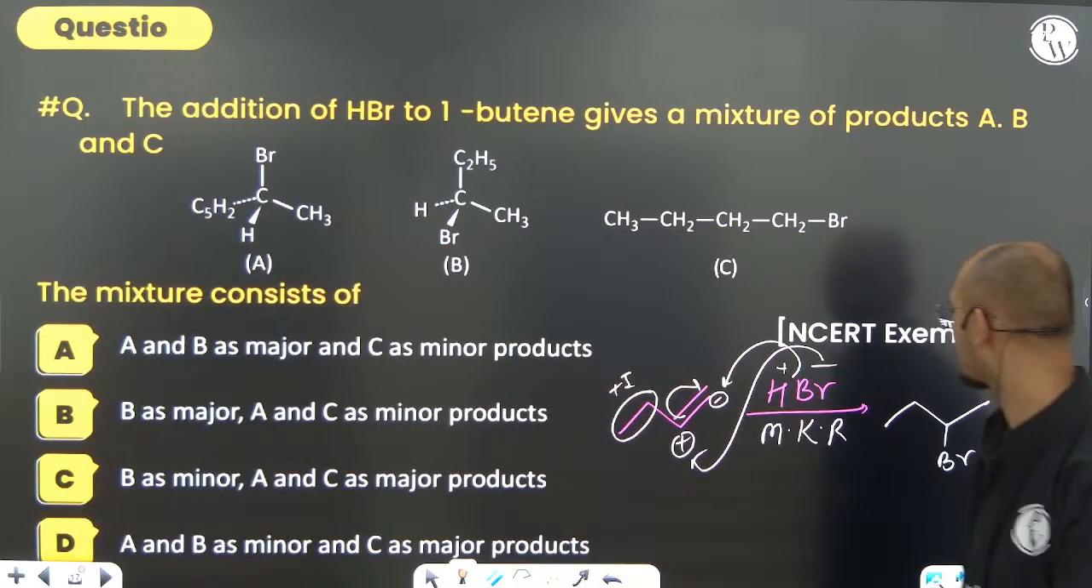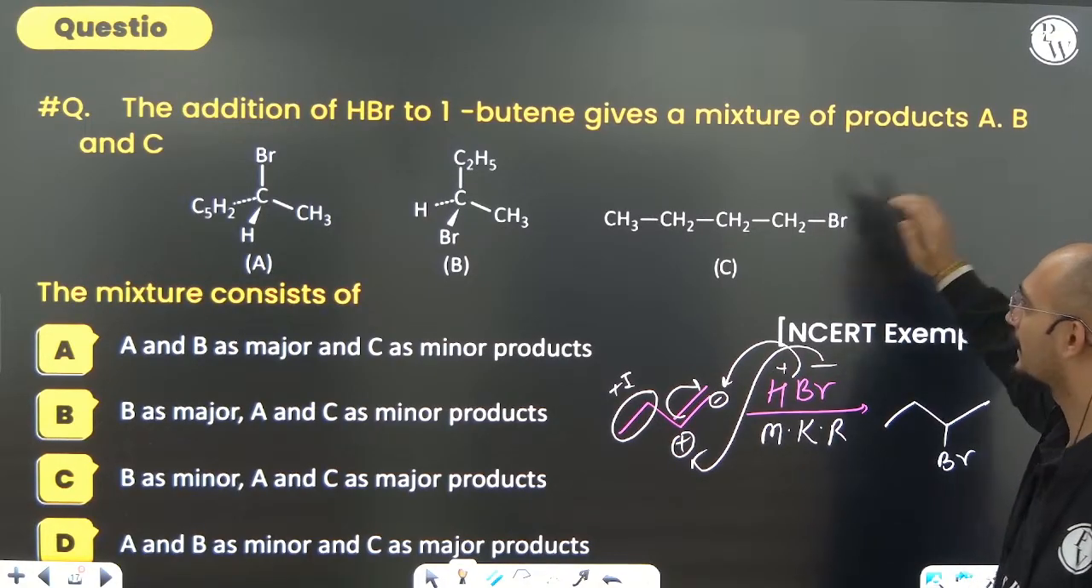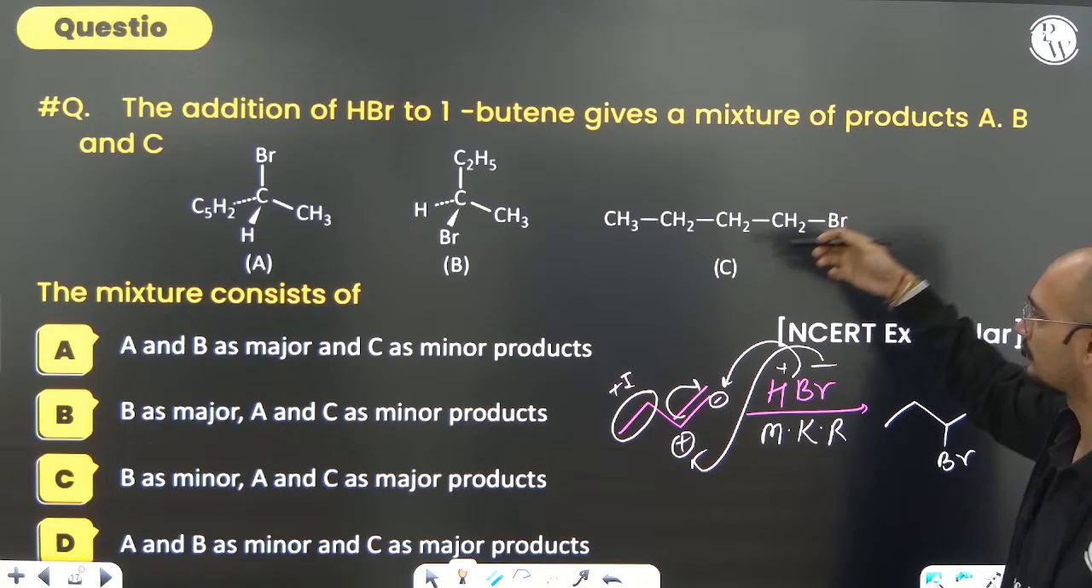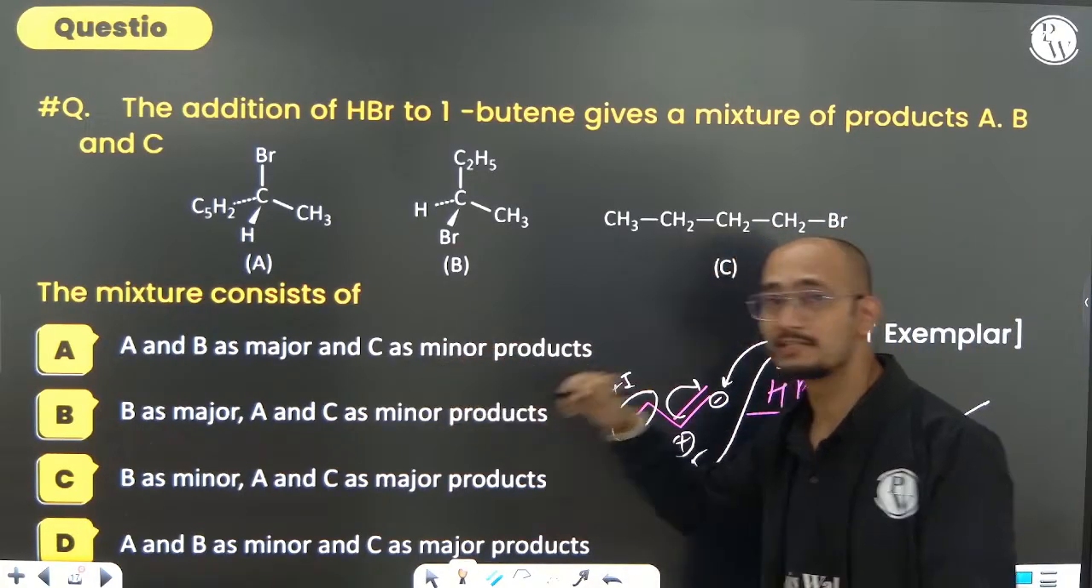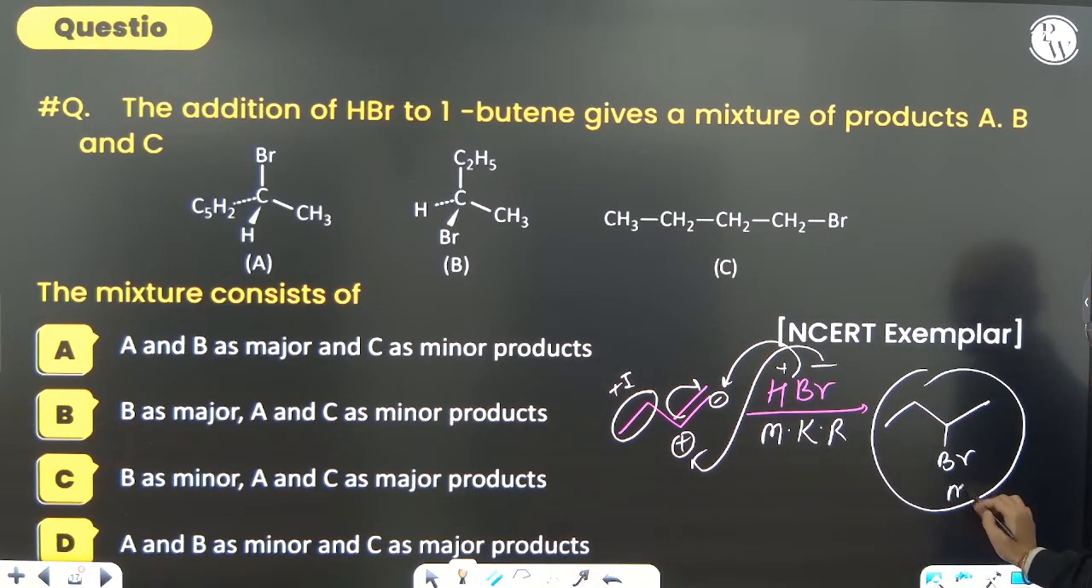So these are the products that form. Okay, it is talking about the major product in the mixture of products A, B and C. The mixture consists of... okay, what is the major? Okay, it is asking for major. So I hope you all understand that this is going to be major, while the minor part will be there.